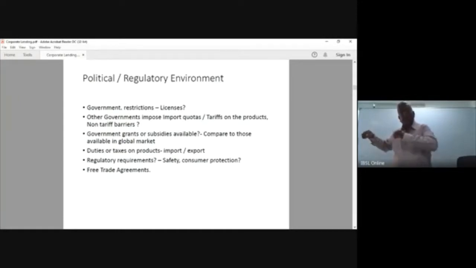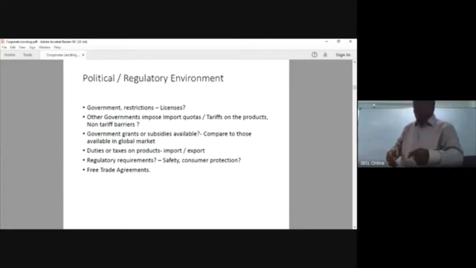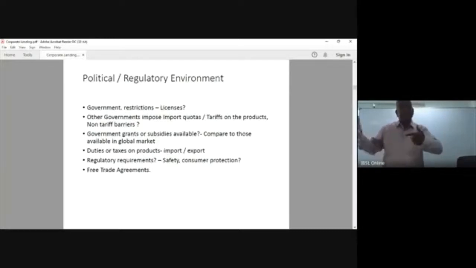Your customer, a corporate customer, is operating in an industry and wants the facility, so you have to analyze. In the PESTLE analysis, the first one, the political or regulatory environment, you will analyze in regard to your customer's industry. How the political and regulatory environment is conducive or prohibitive, based on government restrictions, licenses, import quotas, tariffs, and non-tariff barriers.